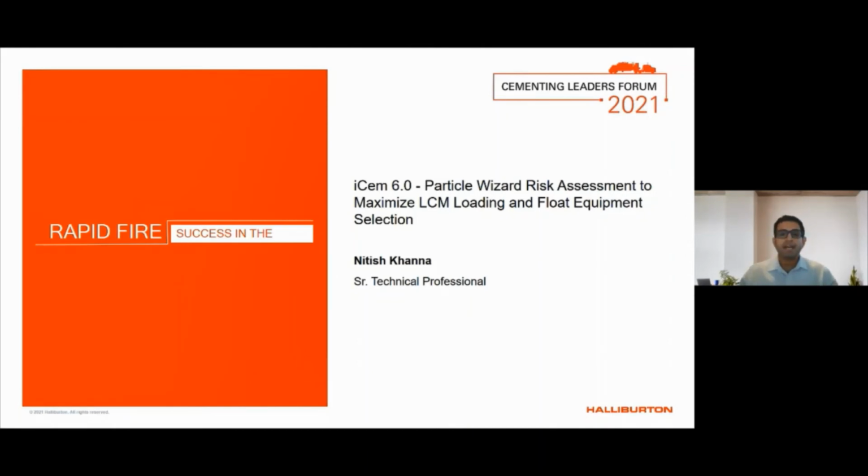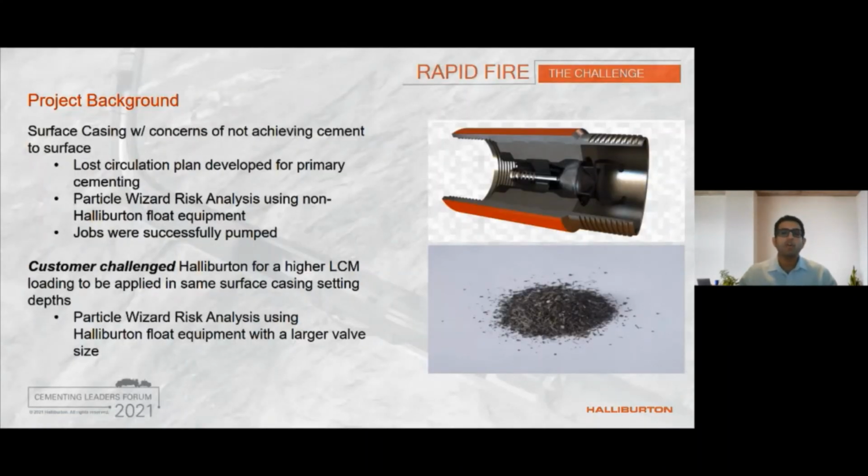To give you some background, a customer in North America land was planning to set surface casing across multiple unconsolidated and low fracture gradient zones, where loss circulation is known to be a major concern. The client identified achieving cement returns to surface as the key measure of success.